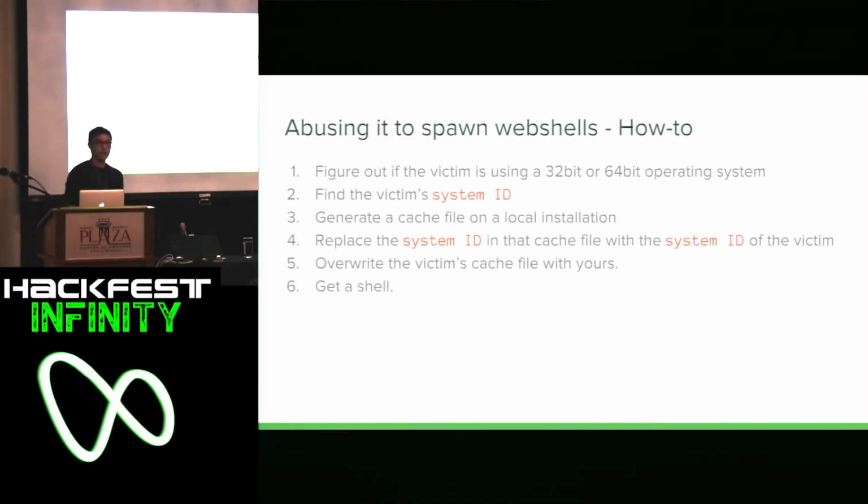Once we have those, we have to generate a cache file on a local installation. At this point, let's say our victim is using a 64-bit Ubuntu machine. You'll want to have your own 64-bit Ubuntu machine too to generate your cache file. Once you have that cache file, it will have our own system ID, not the system ID of the victim. So we'll want to use the system ID that we calculated earlier from the victim and use a hex editor to overwrite it in our local cache file. At that point, the cache file that we have at the end should be fully compliant with the victim server. Then we just have to overwrite the cache file on the victim's machine, and that should give us a remote code execution shell or whatever you use as a malicious file.